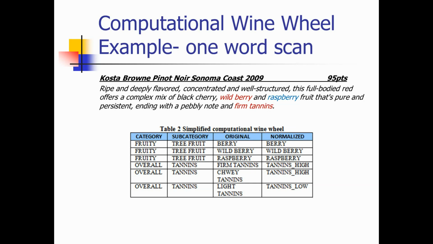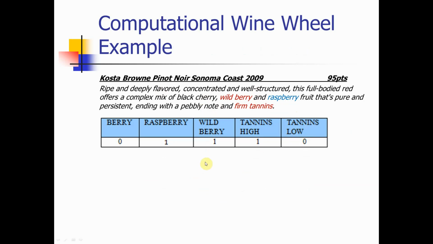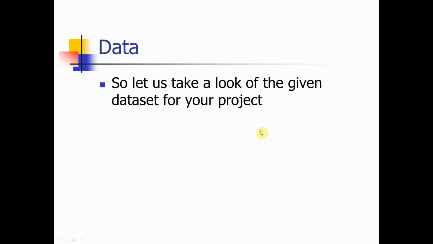And you can see that when we apply this simplified computational wine wheel, the real computational wheel is much bigger than this one, we will be able to capture the 3 attributes from this review. And obviously, you can see that the bigger the computational wine wheel, the more accurately we will be able to capture the words from the reviews. So we will be able to represent this wine with the 3 ones on the 3 attributes that we have seen over here.